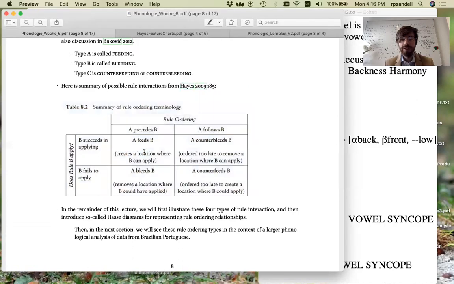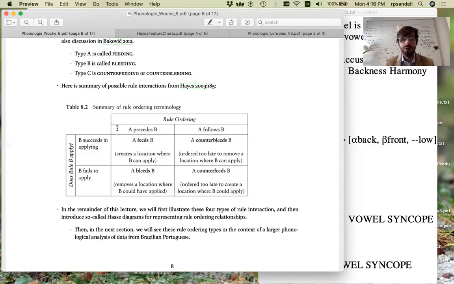More specifically, rule A creates the conditions that are needed for rule B to apply. If A, however, follows B and B still succeeds in applying, this means that rule A occurred too late in the derivation in order to remove a condition where B could have applied. And we say that A counterbleeds B.